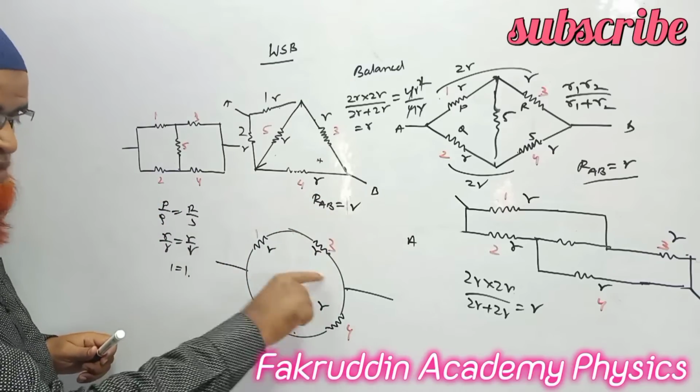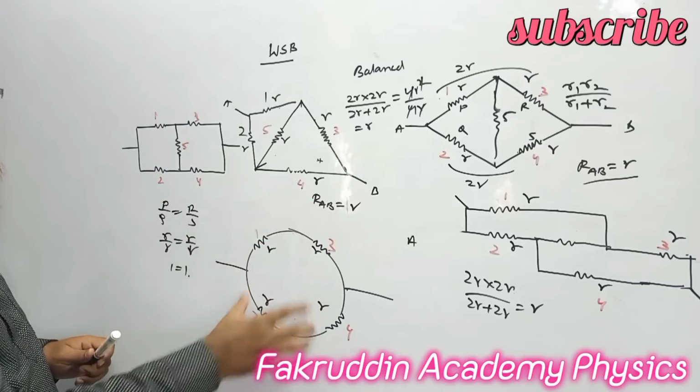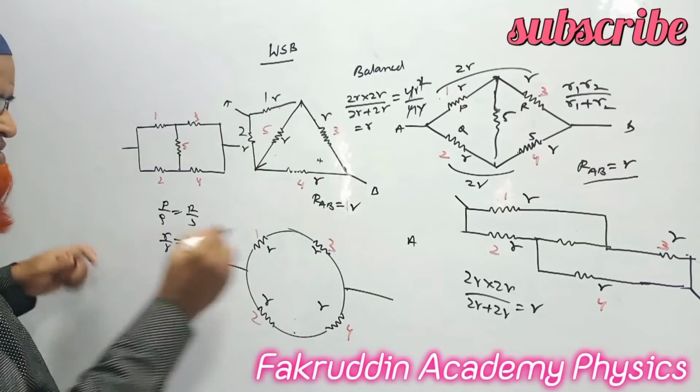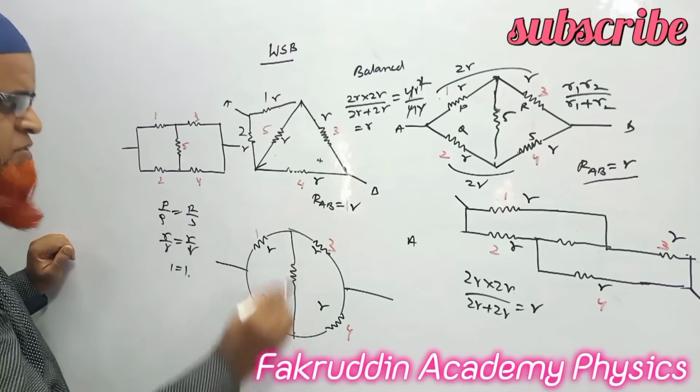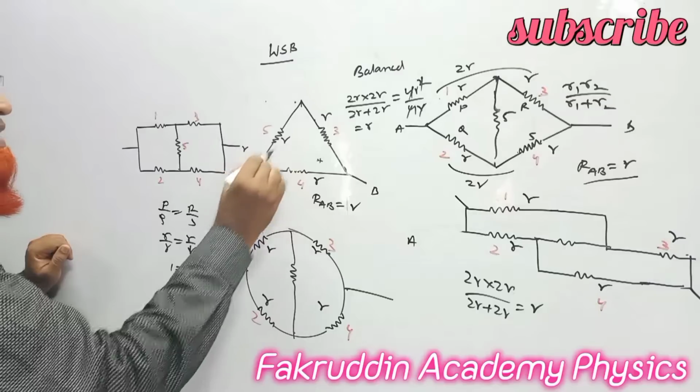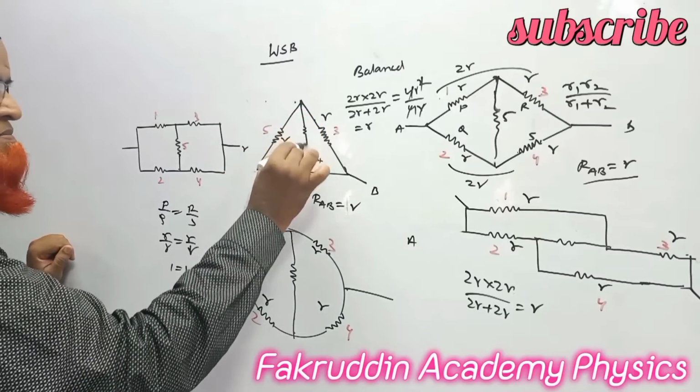These two are in series, these two are in series. 2R and 2R are in parallel. So this is the answer, that is R. So this is one type of Wheatstone bridge, I can say. Here terminals will not be like this. How will they be? They will be like this.